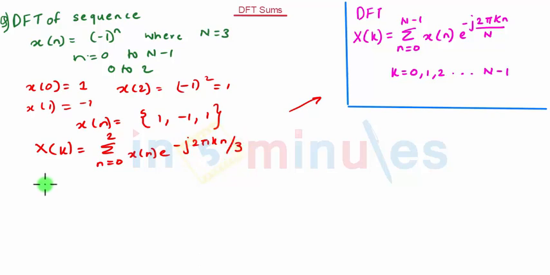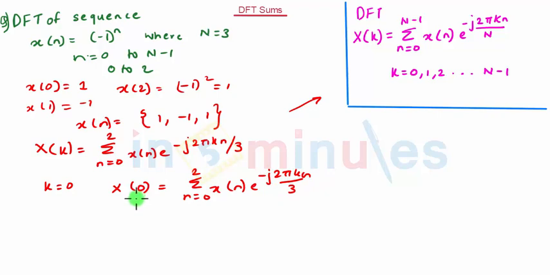Okay, so now for k is equal to 0, we get X of 0 is equal to summation n is equal to 0 to 2 x of n e raised to minus j 2 pi kn by 3. So now as this value, that is k, is equal to 0, this whole term will become 0. So it turns out to be e raised to 0, that is 1. So we are left with x of n only.